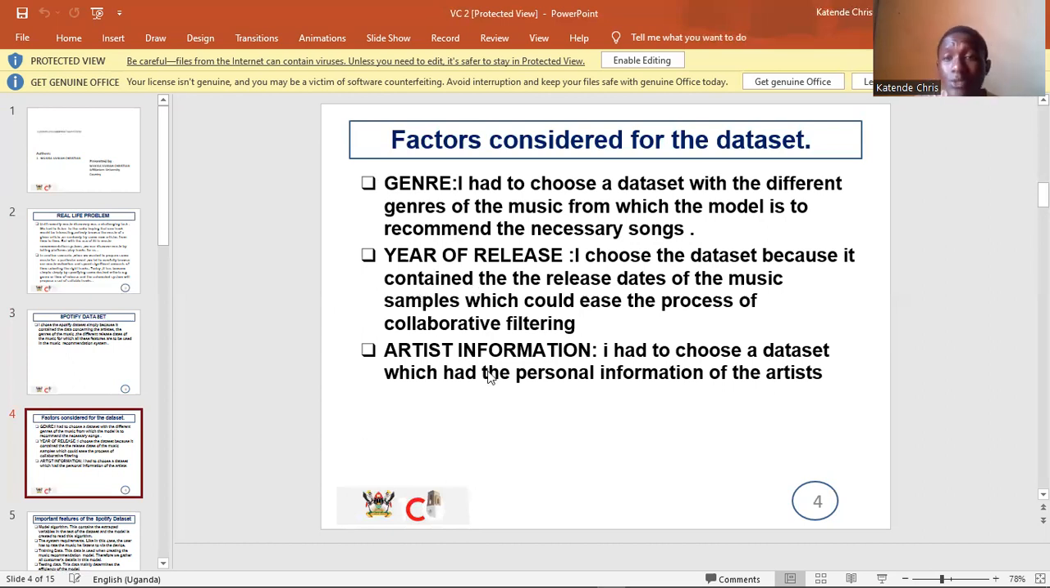Then the artist information. Some users like music based on the artist, just like music of a particular artist. So in this case, I had to choose a dataset with artist information. This includes the name, music, and biodata basically.